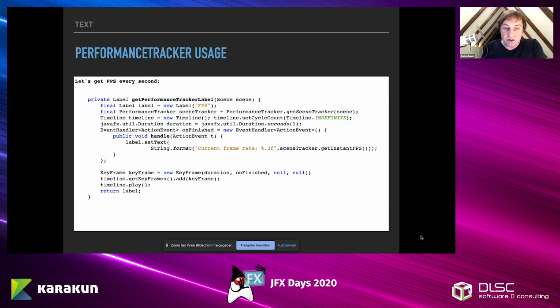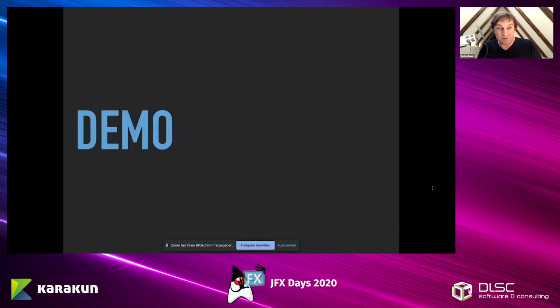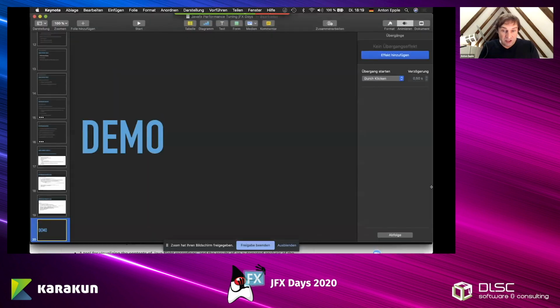So you can see here in the handle method, I'm updating the scene tracker label with the instant frames per second. Okay, that's it. I add a keyframe for that, and at the end of the keyframe, this handler is fired, this on-finished handler, and I start the timeline. And next, I simply create a label, and I show this label on the screen. There's nothing fancy here. There's nothing JavaFX performance tracker specific here. So let's have a look at how this works.